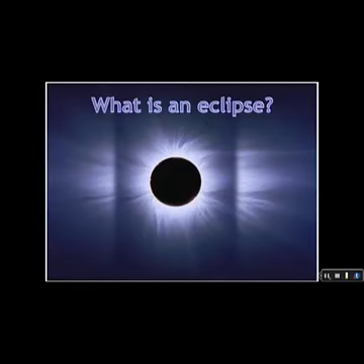So let's start out by talking about what an eclipse is. An eclipse is just a shadow. The moon gets between us and the sun, and we can't see the sun anymore, but what it manifests as is a shadow of the moon on the Earth. So let's think about that in a little more detail.